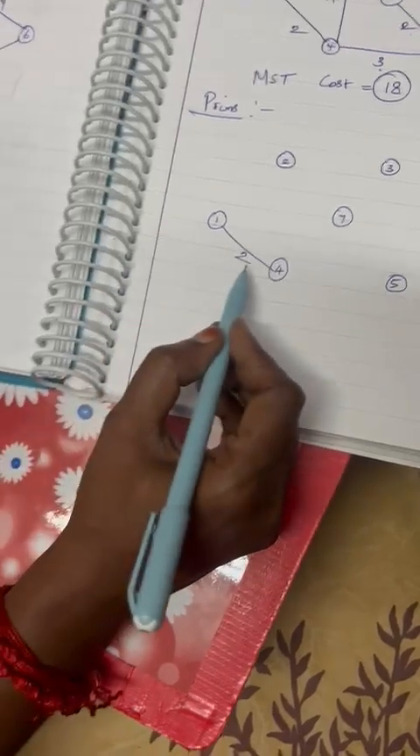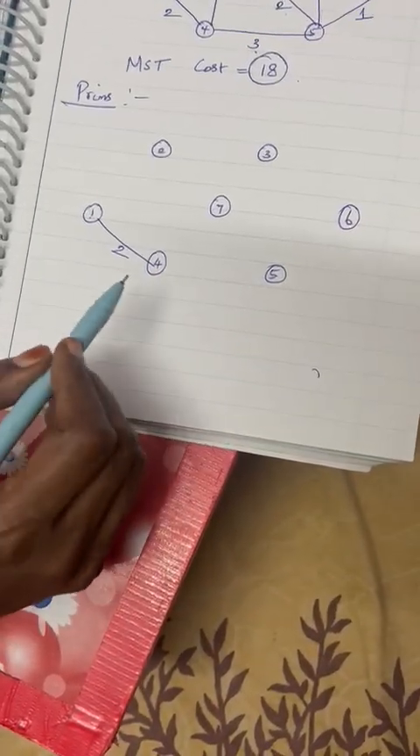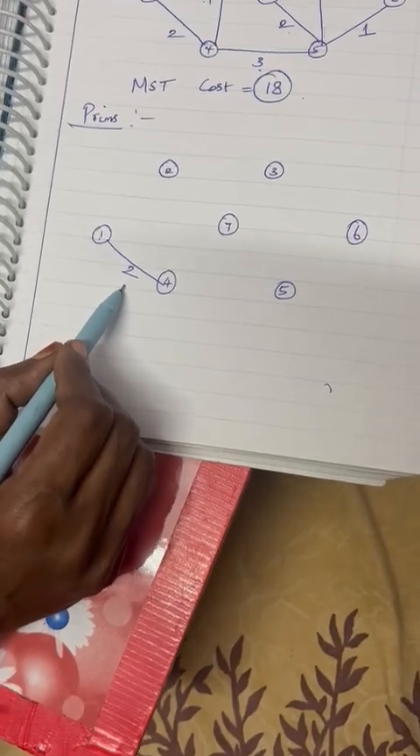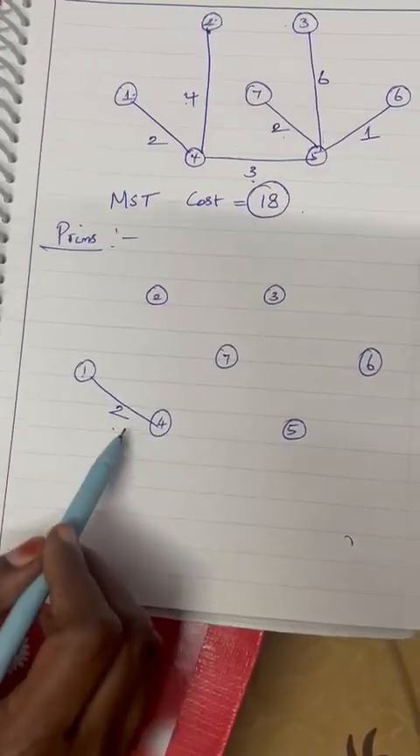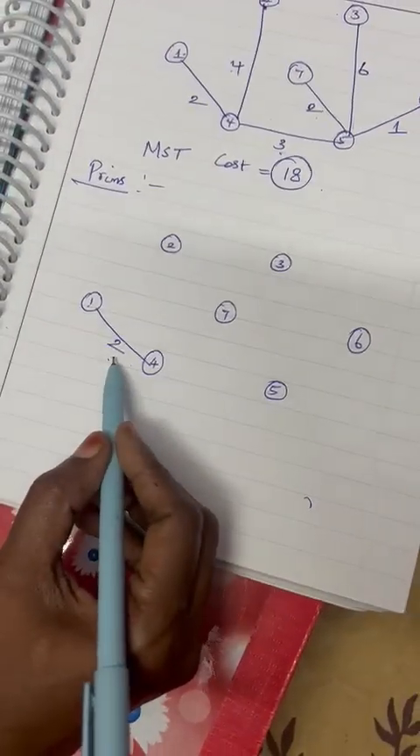After adding this one, you have to check and follow the same procedure. If it will create any cycle, don't include that one. Okay, it won't create any cycle now, so you can include that edge in your final tree. This one I included, it won't create any cycle either.